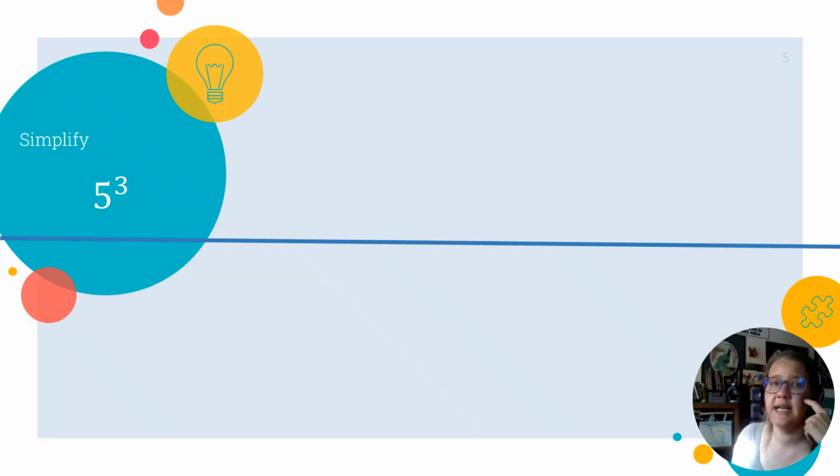All right, for this next example, we are going to simplify 5 cubed. When we're simplifying an exponent, we are going to first expand it, and then we are going to solve it. So we're going to find the numerical equivalent of 5 cubed. Step 1, I'm going to rewrite my 5 cubed over here. Our first step is to expand.